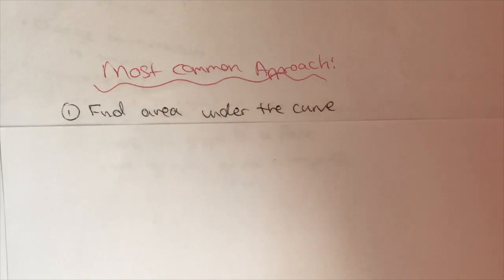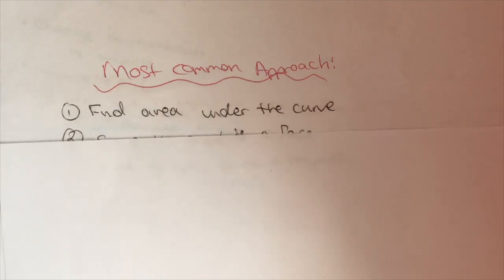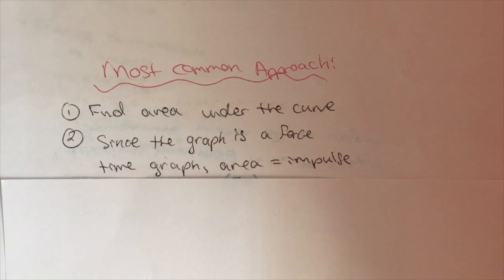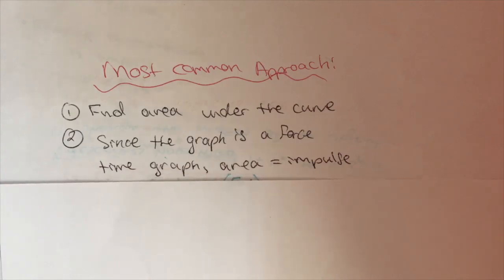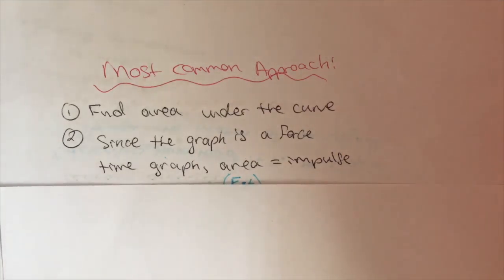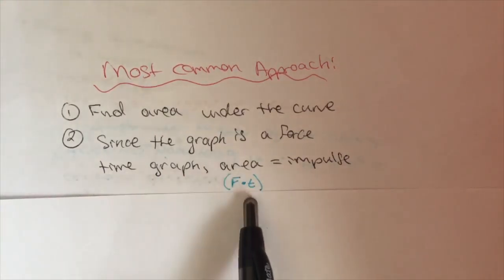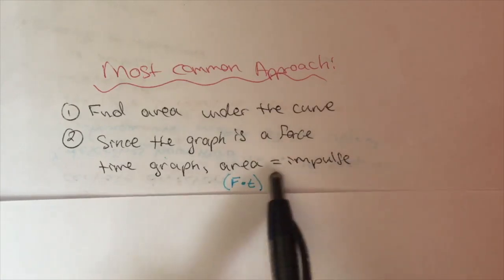Another type is a graphical problem. It can give you a force times time graph and ask you to solve for momentum or impulse. To do that, you're just going to find the area under the curve. You can break the curve up into different shapes, like triangles or rectangles. Since the graph is a force times time graph, the area is going to equal impulse. It equals impulse because you're multiplying the y values times the x values, and the y values are force and the x values are time. So you're multiplying force times time, which is impulse. So that's how that comes in.